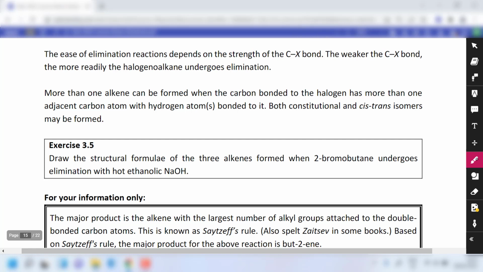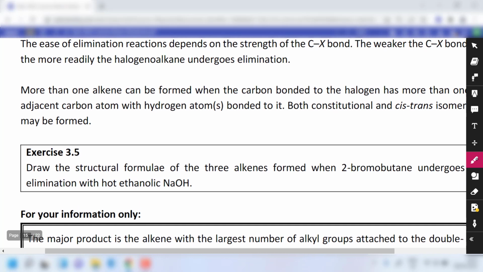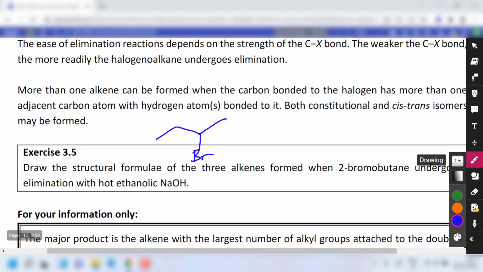So over here, you are asked to draw the structural formulae of the 3 alkenes formed when 2-bromobutane undergoes elimination with hot ethanolic sodium hydroxide. So first of all, we need to draw out the structure for 2-bromobutane. So I'm going to draw it out for you. So this is 2-bromobutane. Then next, determine the beta carbon. So this is the beta carbon. This is the beta carbon. So there are 2 different types of beta carbon. So that also means that I have 2 different types of beta hydrogen. So I call this HA and I call this HB.